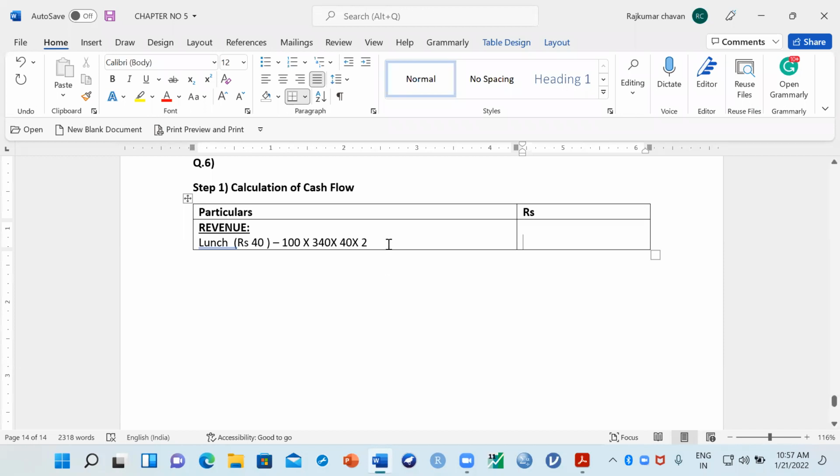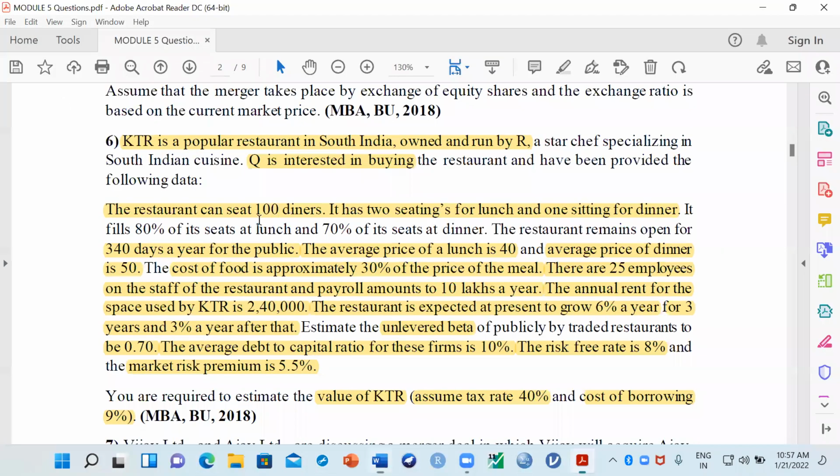What is the answer? Sir, can you tell why you took 100, sir? The restaurant has a total 100 capacity. The restaurant can seat 100 people.